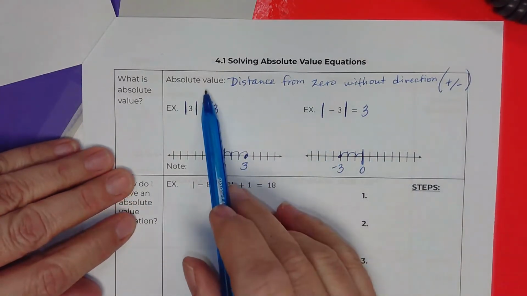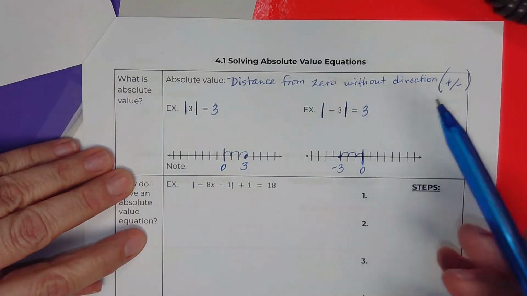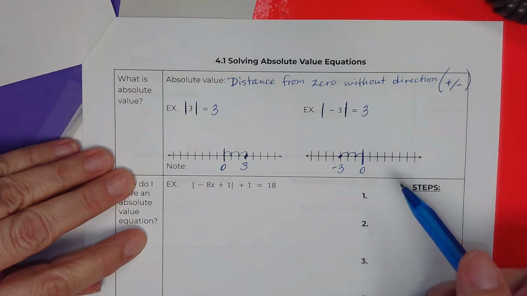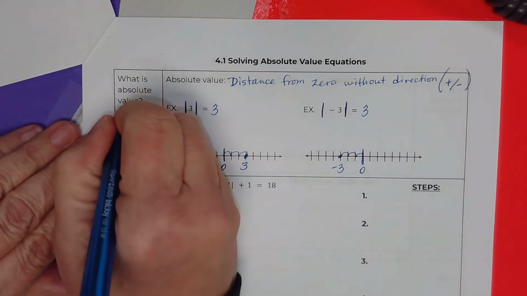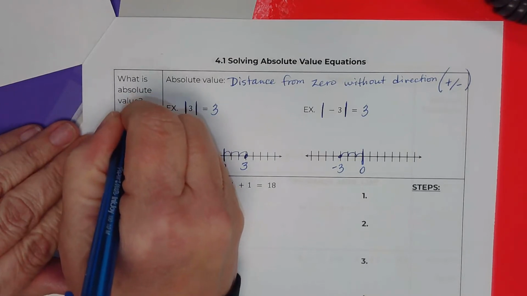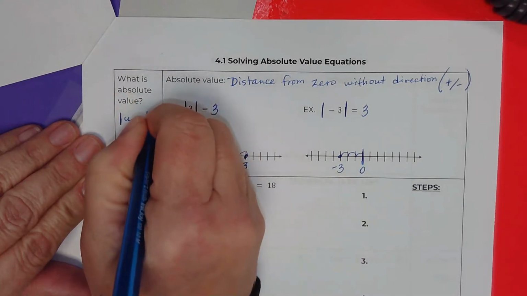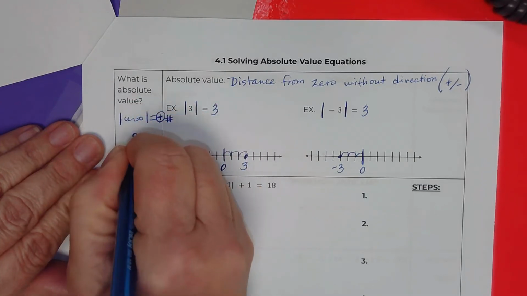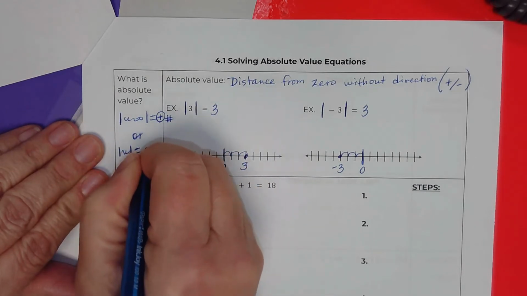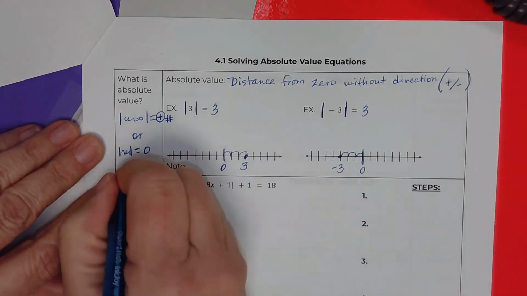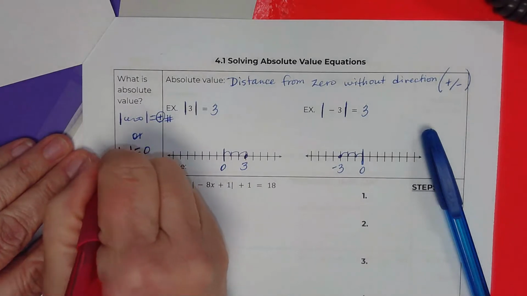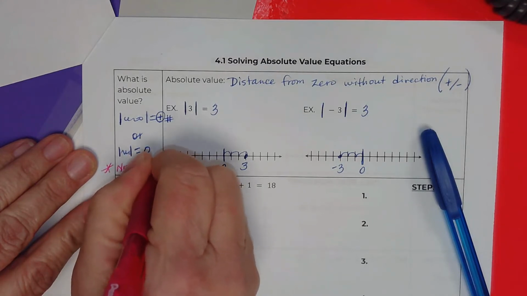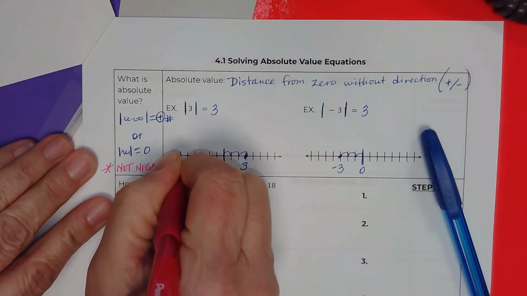Because this is defined as being without a sign, then it has to be a positive number when you evaluate and pull out of an absolute value. So note to self, absolute value of anything, whatever's in here, scribble, has to be equal to a positive number, or absolute value of scribble has to be equal to 0. It just can't be negative. If it's negative, that doesn't make sense with how we're defining it.